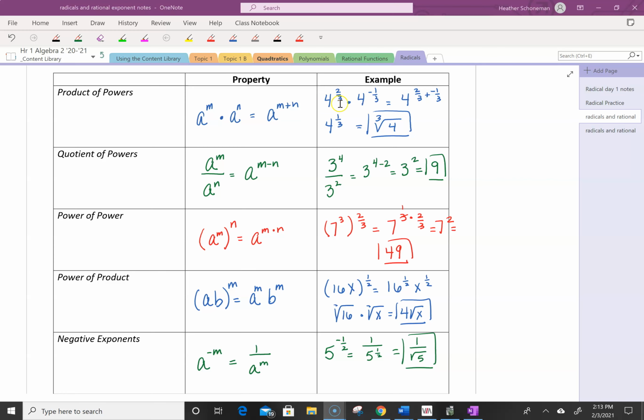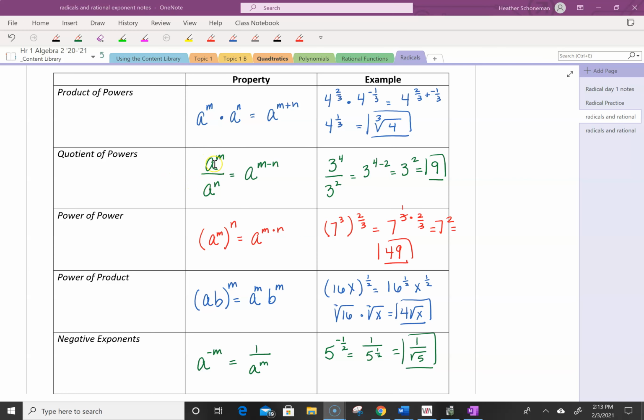So let's look at this example over here on the right. The bases are both 4. I'm multiplying, and my exponents are 2/3 and negative 1/3. So the rule says that I need to add my exponents. So this is 4 to the 2/3 plus negative 1/3, which simplifies to 4 to the 1/3. Now using our rewriting skills that we learned in the last video, we can rewrite this as the cube root of 4.